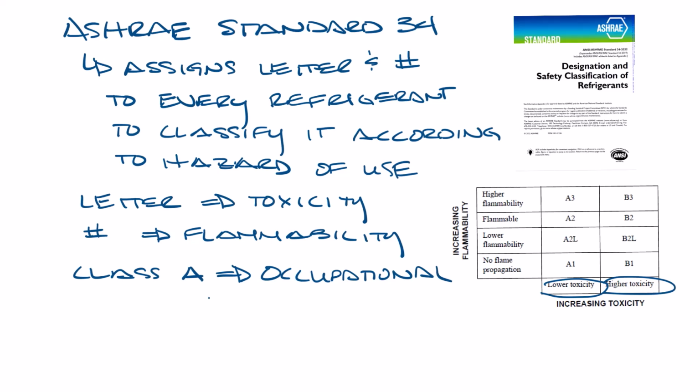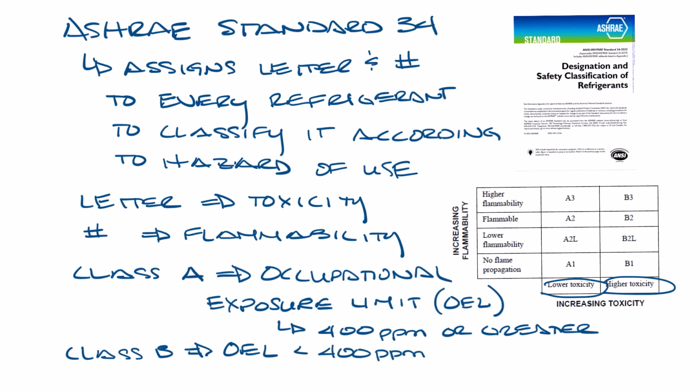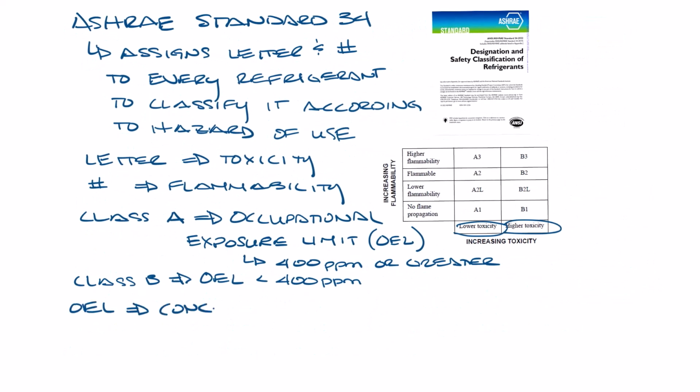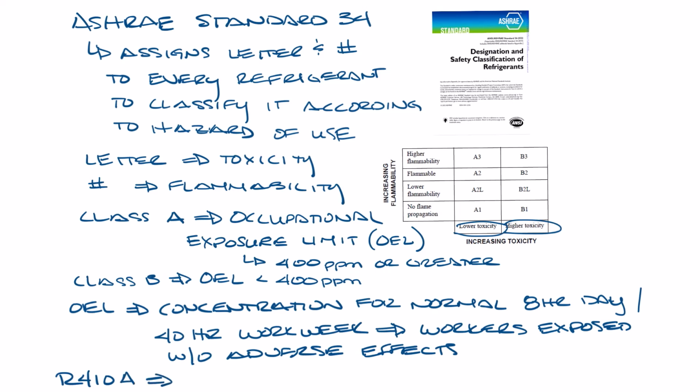Class A refrigerants have an occupational exposure limit, an OEL, of 400 parts per million or greater. Class B refrigerants have an OEL of less than 400 ppm. The OEL is the time-weighted average concentration for a normal 8-hour workday and a 40-hour work week in which nearly all workers can be repeatedly exposed without adverse effects. Since the industry is primarily going from R410A to R32 and R454B, and their OELs are above the 400 ppm limit, they're classified as lower toxicity refrigerants, so I won't really go into any more detail on toxicity.